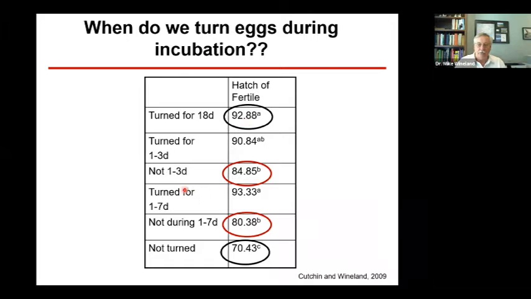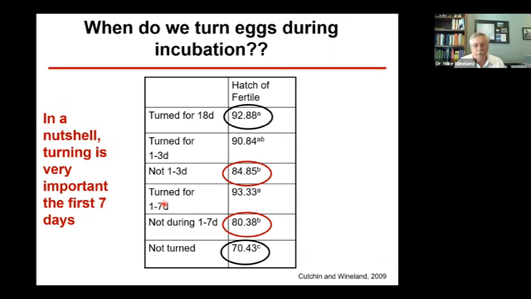And the same thing was true for the group that was turned for the first 7 days, and then not turned from day 8 to 18. So that first week of incubation is what really seems to be important.